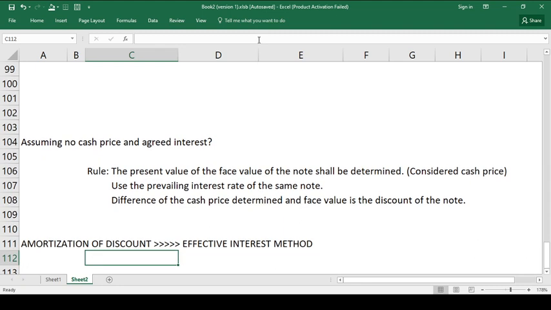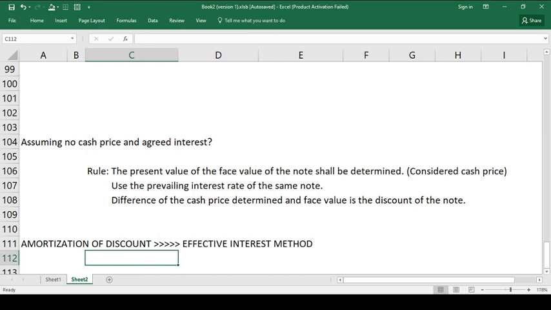Amortization of the discount. Again, I would like to reiterate that for the amortization of discount on notes payable, the method that we are going to use is the effective interest method. I want you to watch the video on effective interest method on bonds kasi whatever steps being discussed there is same as the amortization of discount on notes payable.